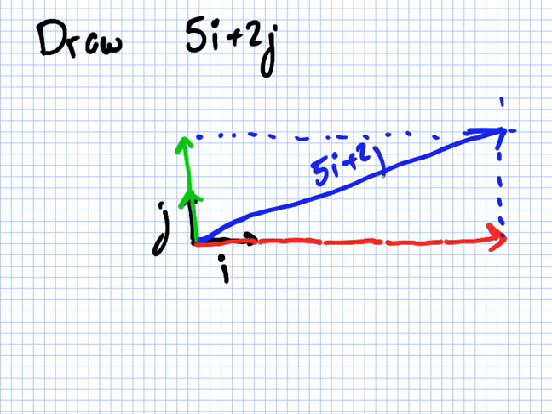And what's great about this is I know how big the base is. The base is 5 units. And I know how big the height is. The height is 2 units. In fact, I can use Pythagoras, and I can know how long the new vector is.